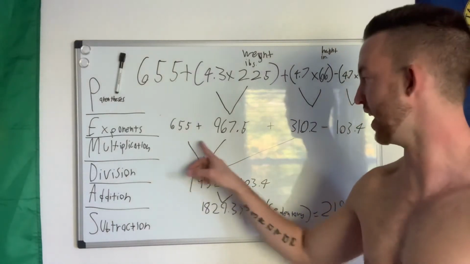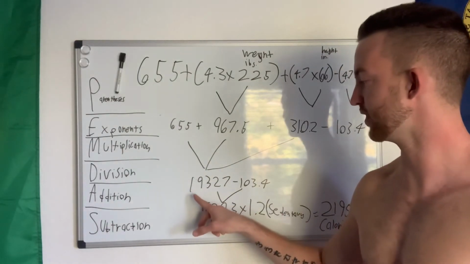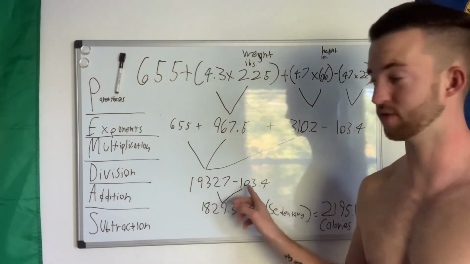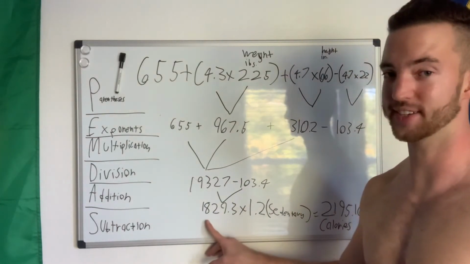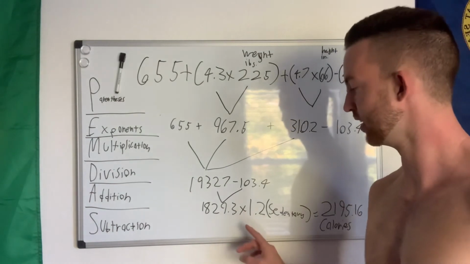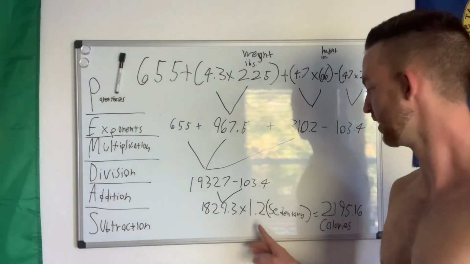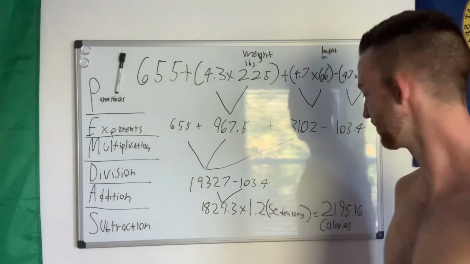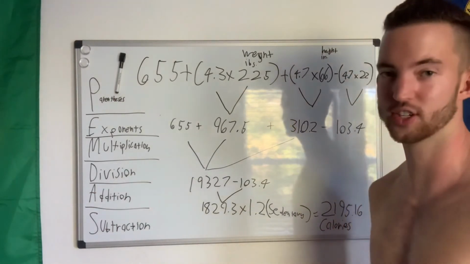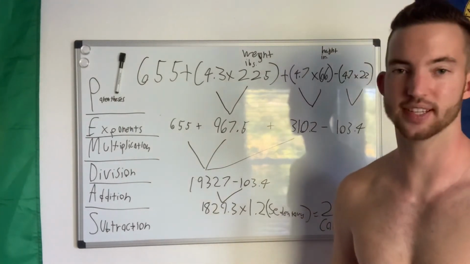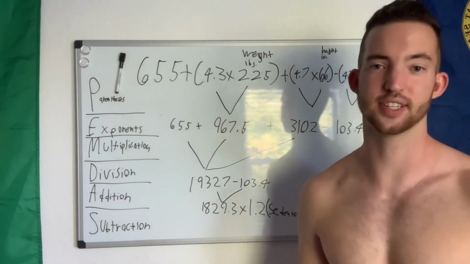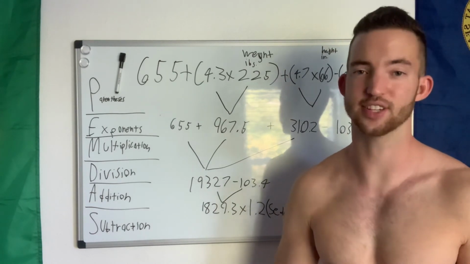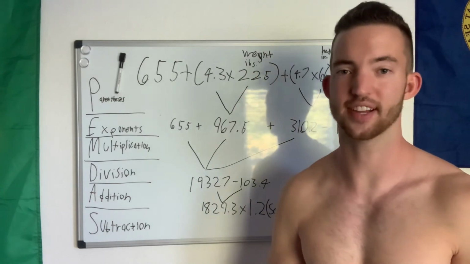And then we add all these up first. We get 1,932.7, and then we subtract our 103.4, which gives us 1,829.3. We're going to multiply it by 1.2 because that is the category that checkyourhealth.org has for a sedentary individual, and this would equal 2,195.16 calories a day. That's what the person needs. That's not what the person needs to maybe lose a lot of weight or build a lot of muscle. That's just your basic calorie intake need.